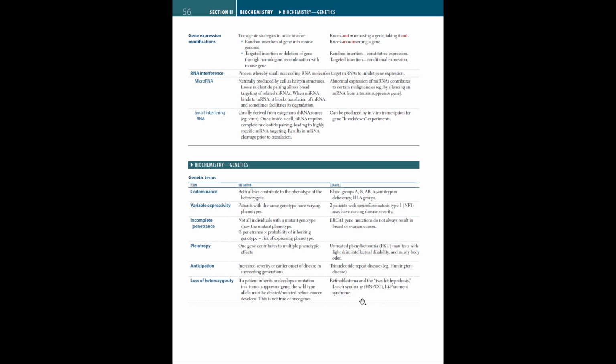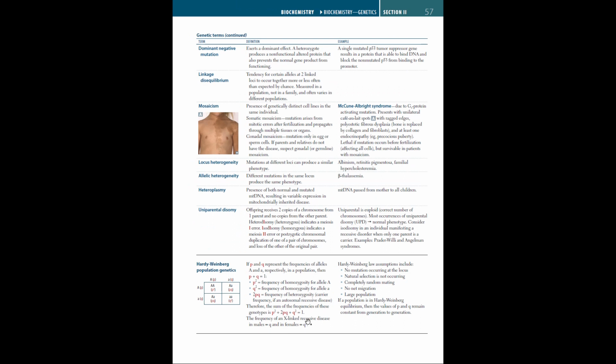All right, moving on. Here are more terms used in genetics, the first being dominant negative mutation, which exerts a dominant effect. A heterozygote produces a non-functional altered protein that also prevents the normal gene product from functioning. An example of this is a single mutated p53 tumor suppressor gene resulting in a protein that is able to bind DNA and block the non-mutated p53 from binding to the promoter.